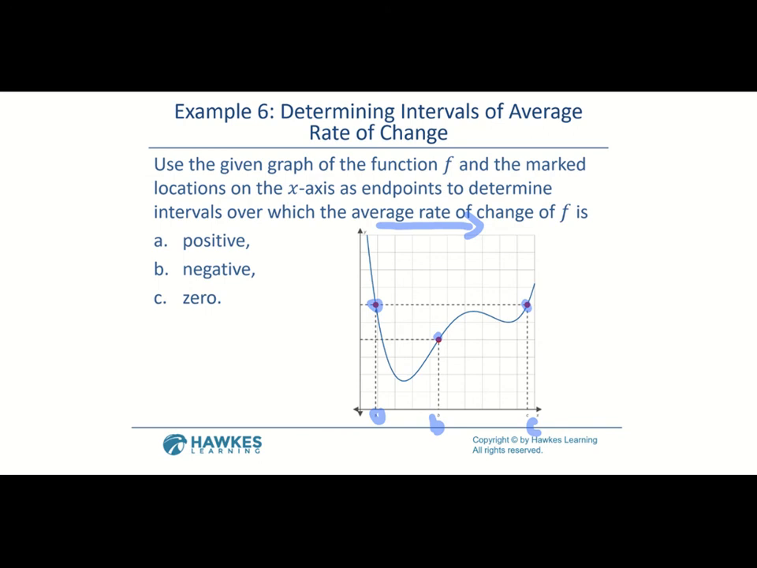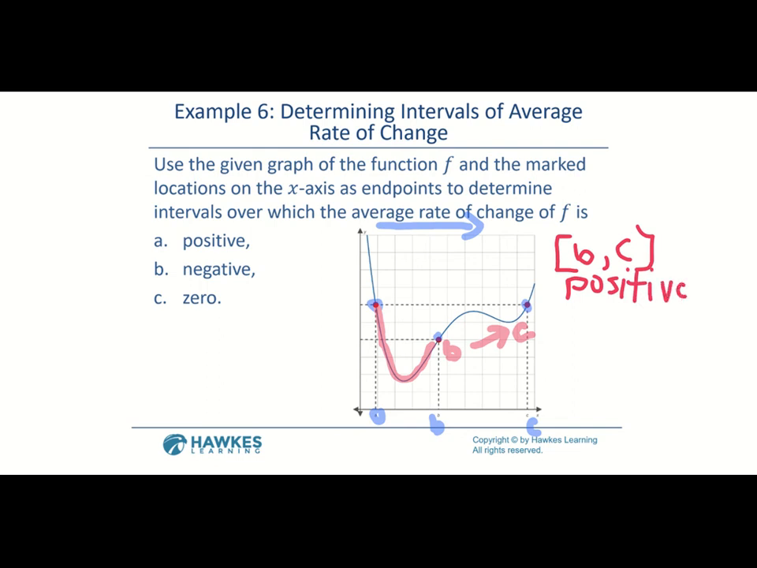So like if I go from A to B, okay, it's going down, then it goes up a little, but A is higher than B. That's going to make that a negative rate of change. But if I go from B to C, we start down here at B and we go up to C. So that is going to mean we would have a positive rate of change from the interval of B to C. It would be a positive rate of change.